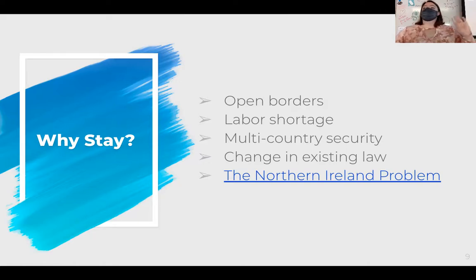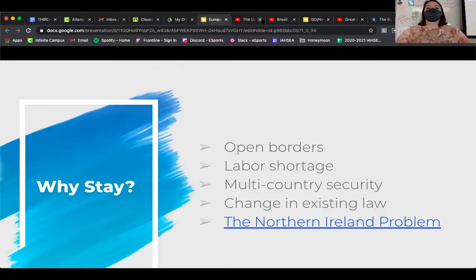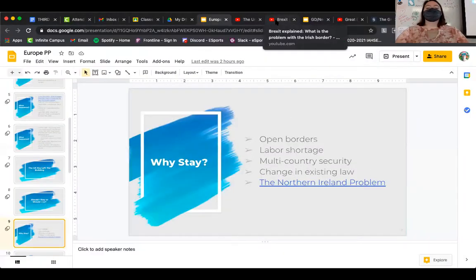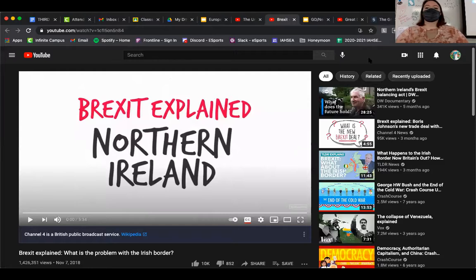And then number five, kind of the last reason why people in the UK wanted to stay in the European Union, is because Northern Ireland posed a massive problem to this discussion. Okay, so the Northern Ireland versus Ireland debate posed a huge rift. So we're going to watch a quick video about why that's so important.